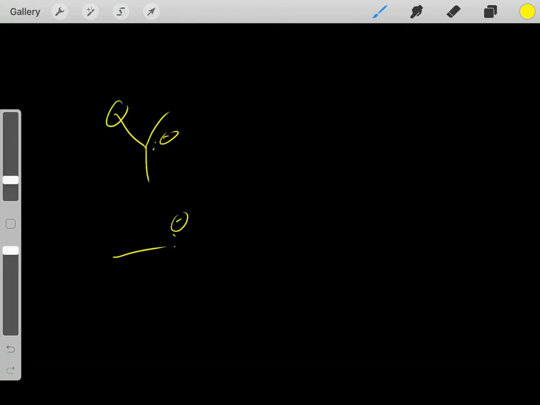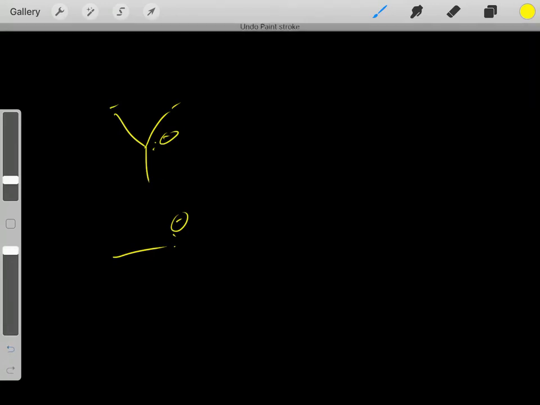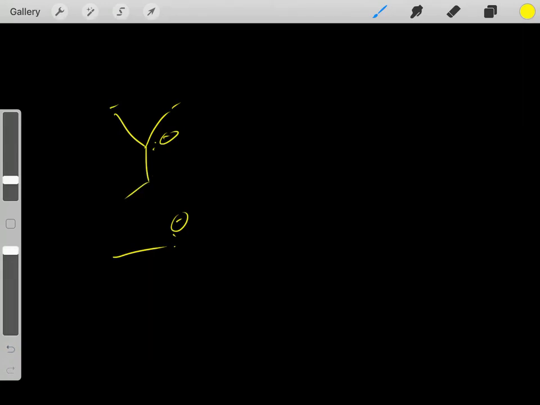Well, remember, alkyl groups are electron donating. Whenever you have an alkyl group, it's electron donating. Whether it's an alkyl group like this or an alkyl group like this, it's an alkyl group, so it's electron donating.